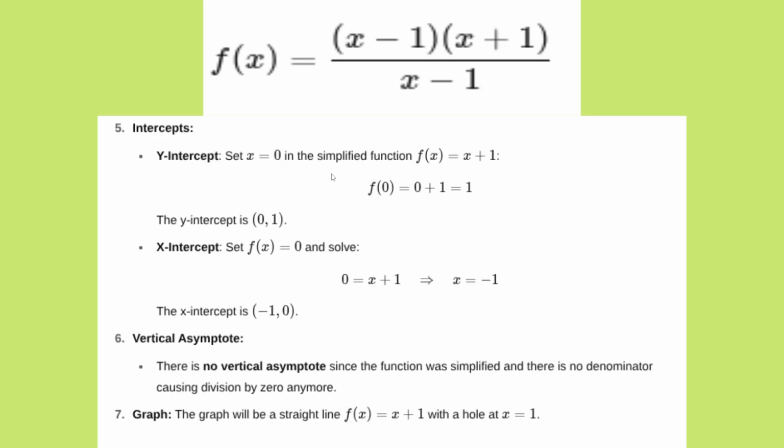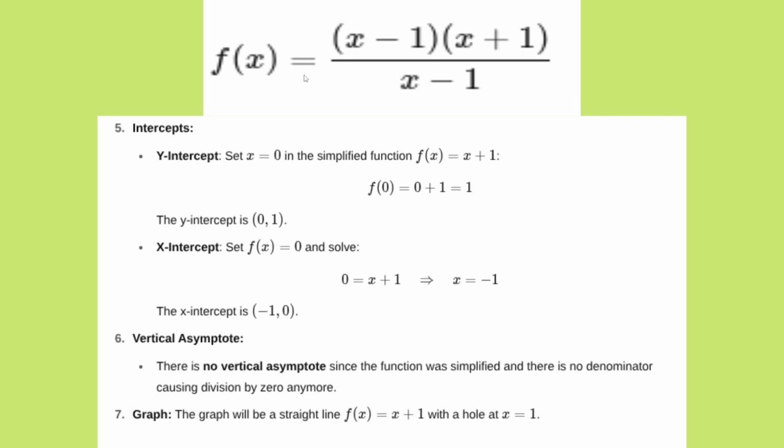Now we have to find the intercepts for this little bit harder challenge. For the y-intercept, all you have to do is set x to 0 in the simplified function, y equals x plus 1, and you would get y equals 1. So the y-intercept is (0, 1). For the x-intercept, all you have to do is set y to 0 and solve. When you do that, you should get negative 1 for this example. So that's the x-intercept.